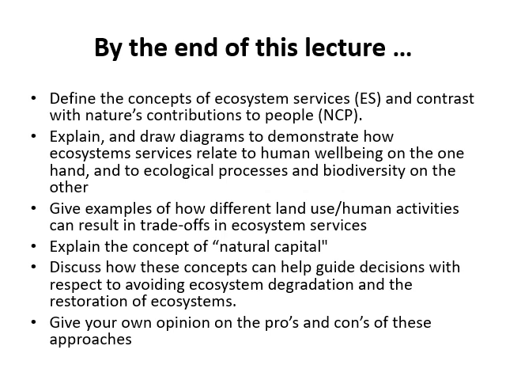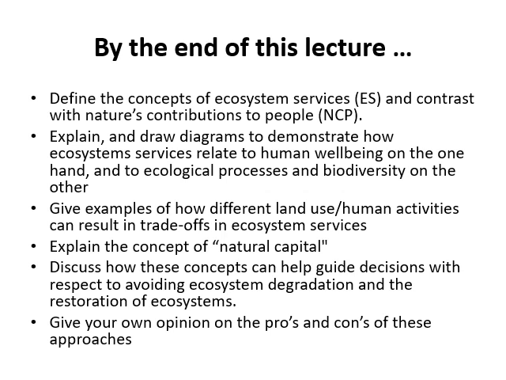I need you to be able to define the concepts of ecosystem services and contrast this with the idea of nature's contributions to people. You need to be able to explain and draw diagrams to demonstrate how ecosystem services relate to human well-being on the one hand, and to ecological processes and biodiversity on the other. I've given you at least 3 different diagrams to describe this. You could draw your own, or you could decide which diagram you think summarizes it the best, but you need to be able to describe this and explain it clearly.